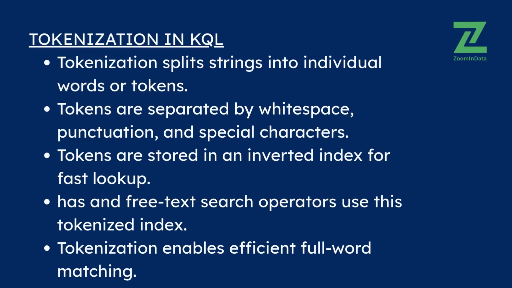Let's start with tokenization in KQL. Tokenization splits strings into individual words or tokens. Tokens are separated by whitespace, punctuation, and special characters. Tokens are stored in an inverted index for fast lookup. Has and free text search operators use this tokenized index. Tokenization enables efficient full word matching. This is the foundation that makes some string searches lightning fast in KQL.